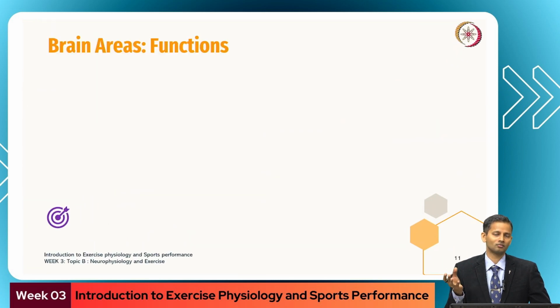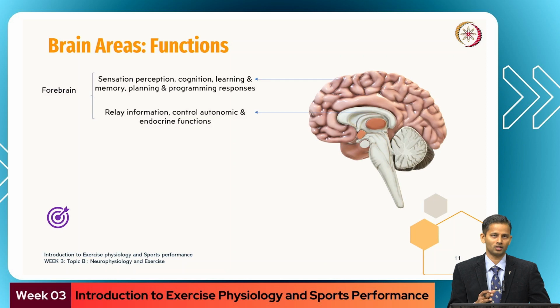The functions which these respective regions perform are, in the forebrain, the cerebral hemisphere, right? The cerebral hemisphere takes care of sensation and perception. It also functions in the thoughts that you have, which is called cognition, and in learning and memory, whatever skills you learn and memorize. Then, for any task you plan, the programming of the responses and various iterations of the task happen. These are all done at the level of the cerebral hemisphere.